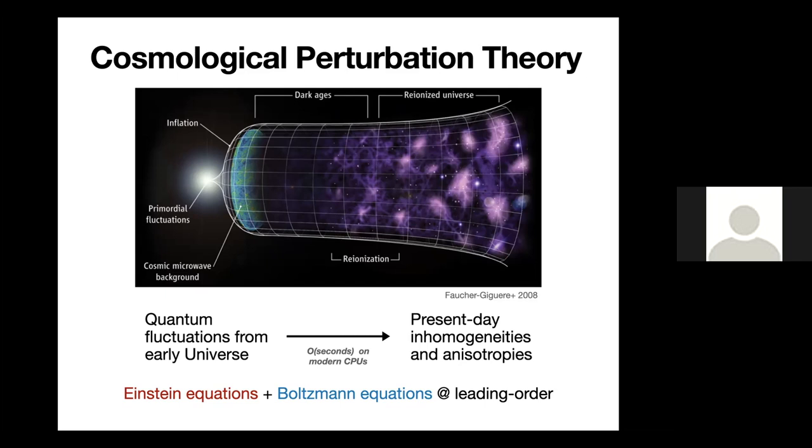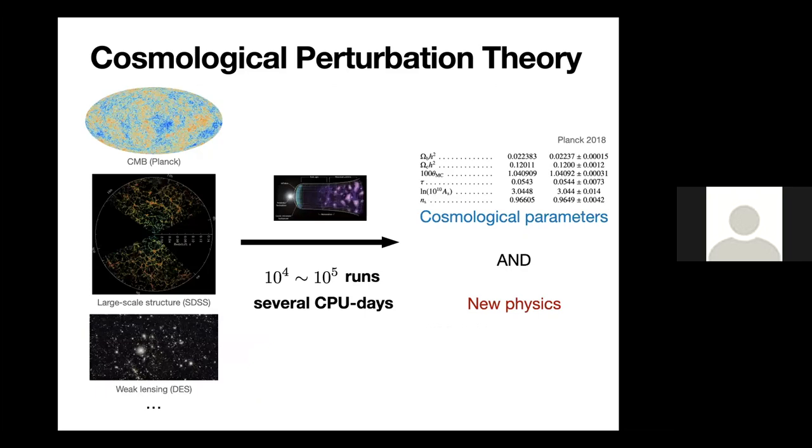The code now is very fast. For a single run, it typically takes orders of seconds or tens of seconds. But it's still crucially important for this code to be fast, because they play a fundamental role in the interpretation of cosmological data.